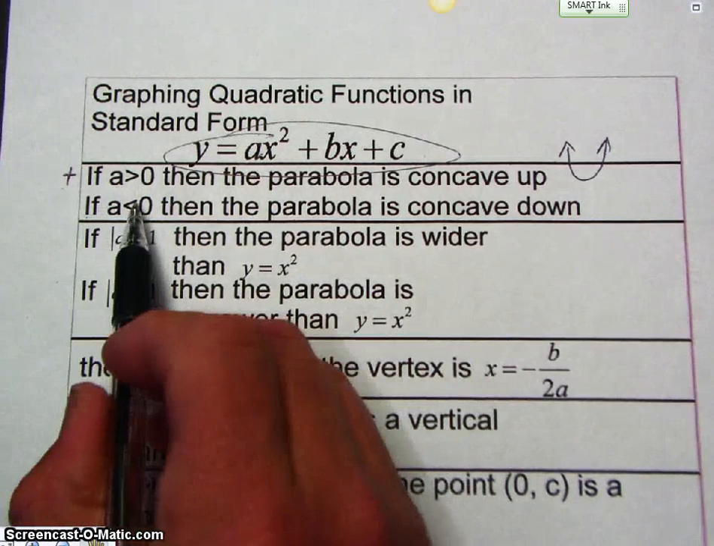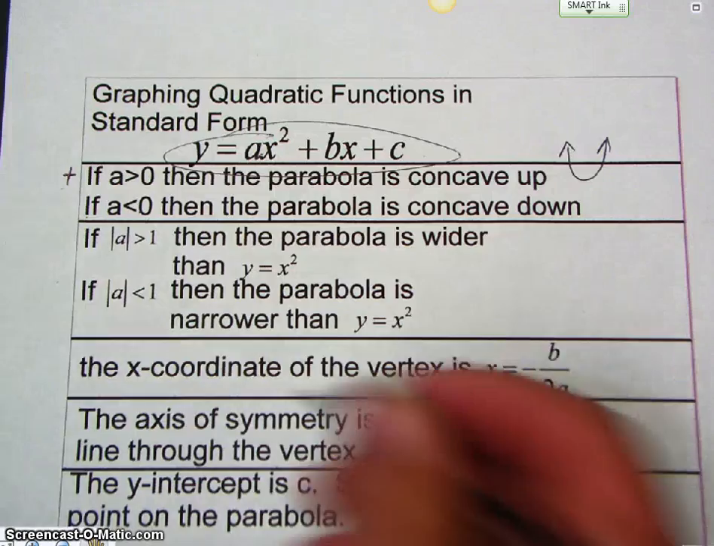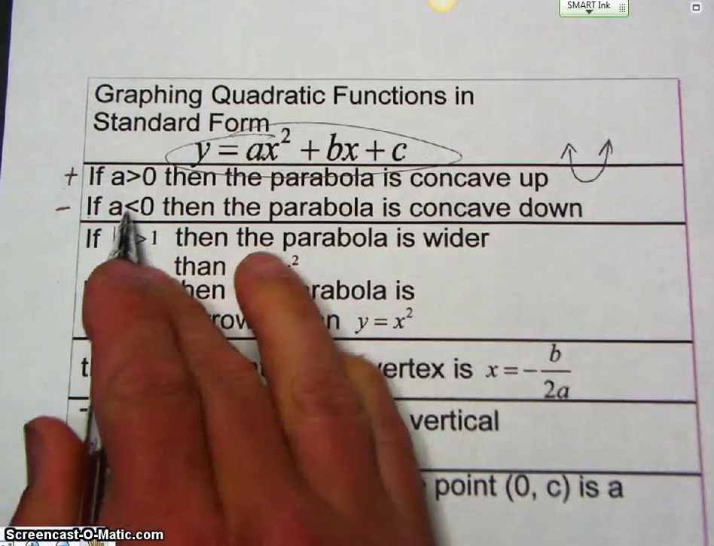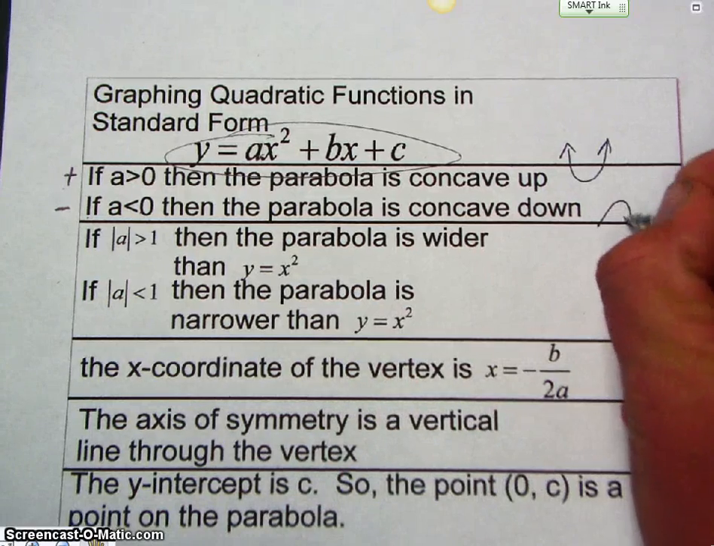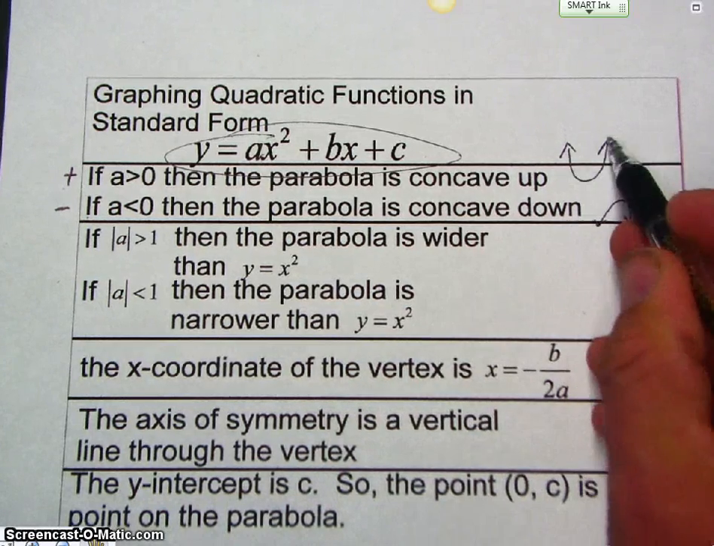If a is less than 0, in other words, it's the fancy way of saying negative. If a is negative, then the parabola is concave down, so it opens down. So either you get a valley or a hill.